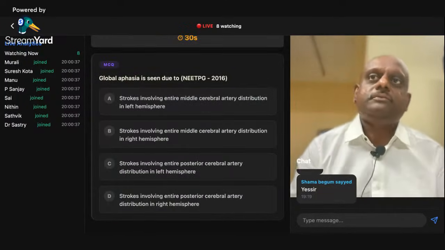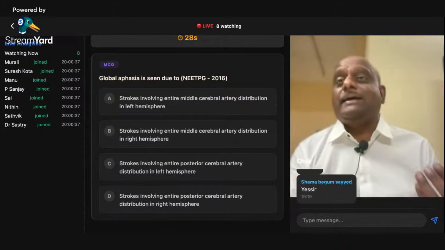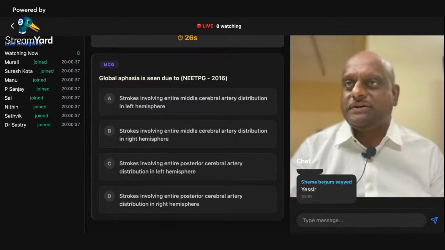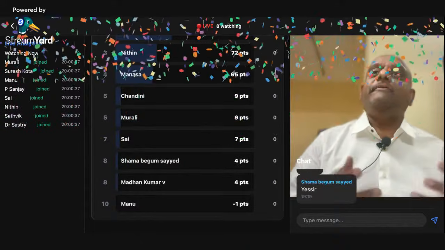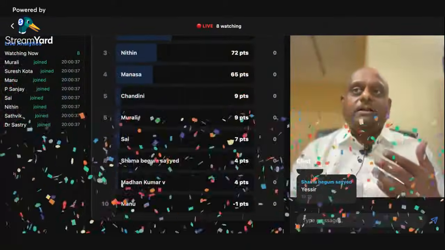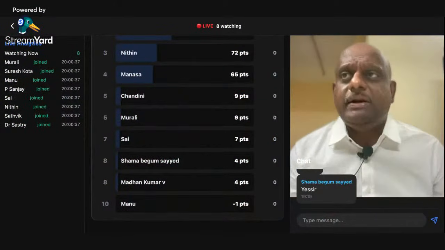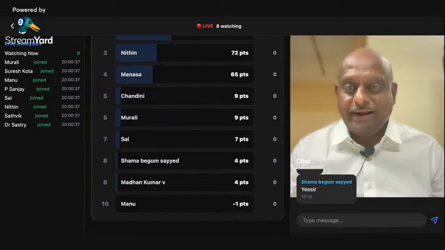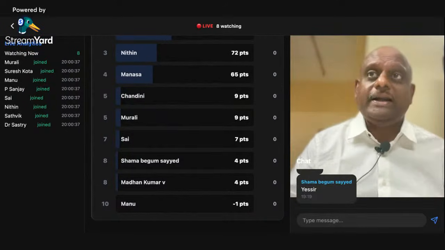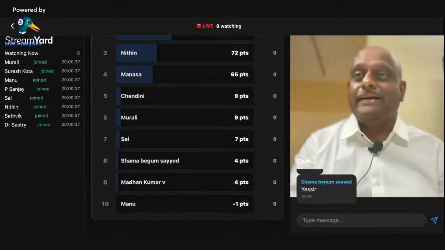Now, global aphasia is because of what? Global aphasia. So whenever the stroke is involving the entire middle cerebral artery distribution in the left hemisphere, you call it global aphasia.